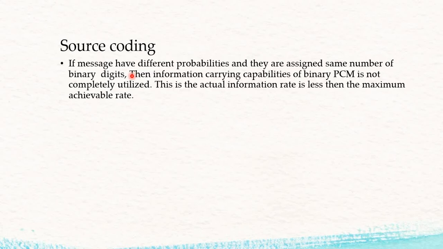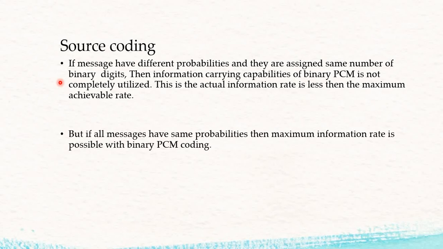So let's begin. The first thing: what is source coding? If messages have different probabilities and they are assigned the same number of binary digits, the information carrying capability of binary PCM is not completely utilized, that is, the actual information rate is less than the maximum achievable rate. But if all messages have the same probability, then the maximum information rate is possible with binary PCM coding.